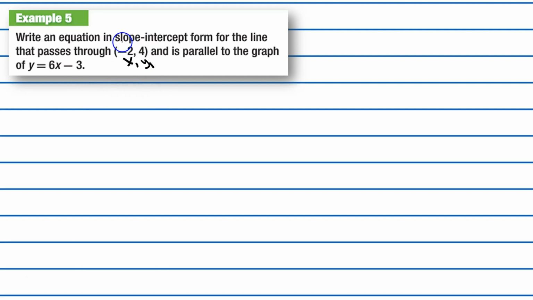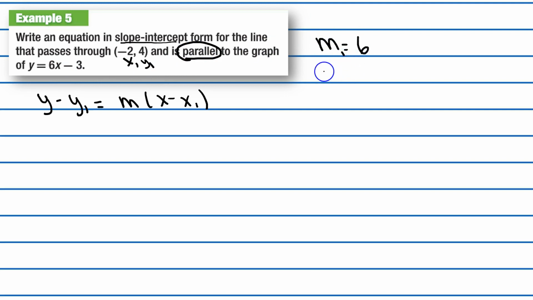It also says slope-intercept form, but we have points. So first we're going to put it in point-slope form, then change it to slope-intercept form. So we have y minus y1 is equal to m times x minus x1. Then we're going to plug in our information. And notice it does say it's going to be parallel. Well, our slope in this case is 6, and because it's parallel, for this new equation, it's still going to be 6. Keep that in mind, so you want to make sure that you're reading the directions carefully.